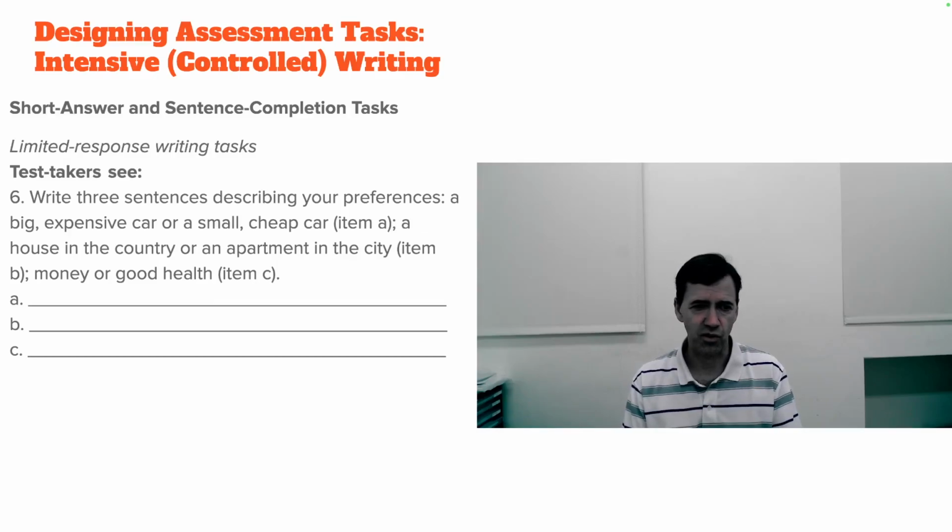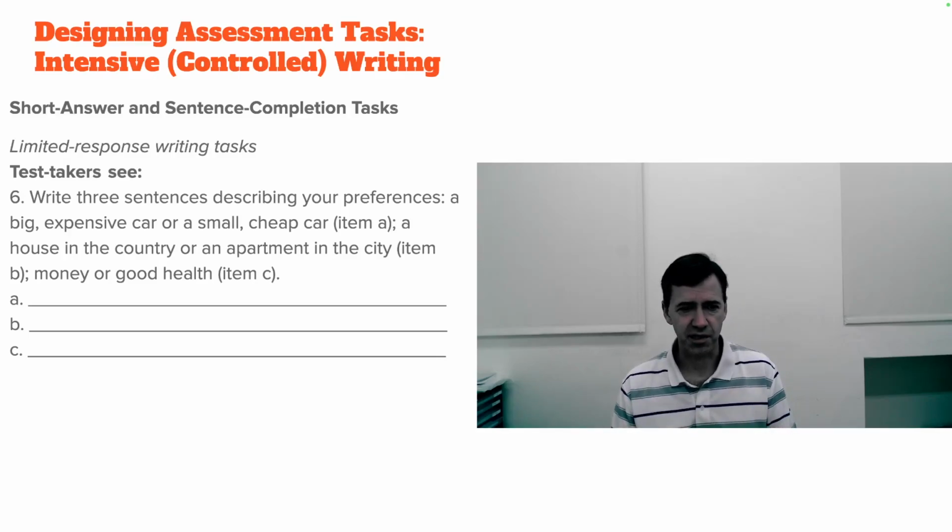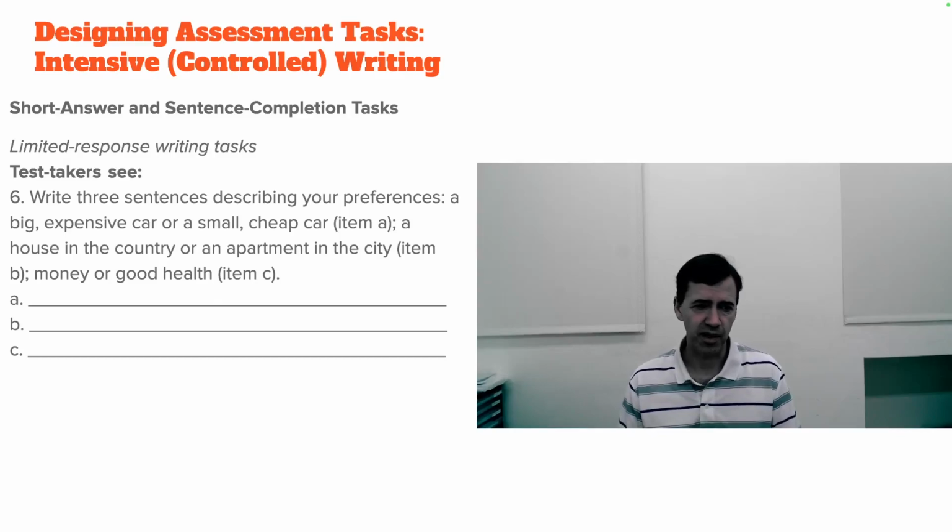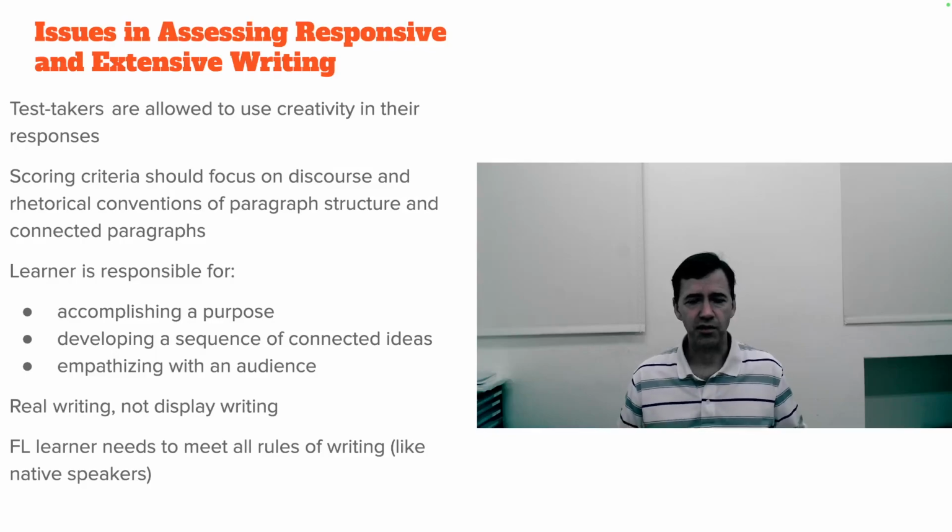And so students, of course, have to write, I prefer an expensive car over a small, cheap car, or whatever the form is that they're working on. I prefer a big, expensive car to a small, cheap car, whatever way that the teacher taught them. Okay, so now we're going to move on to responsive and extensive.